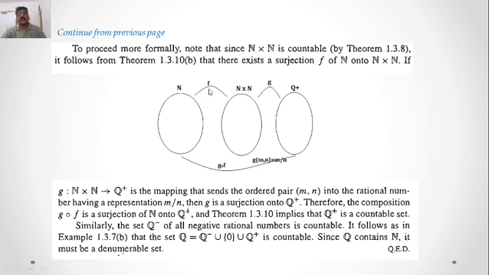F is a bijection, hence it is a surjection. So F is a surjection from N to N cross N. G is also a surjection from N cross N to Q plus. Now you take G composition F, and that is a surjection from N onto Q plus. So by the definition, clearly Q plus is a countable set.